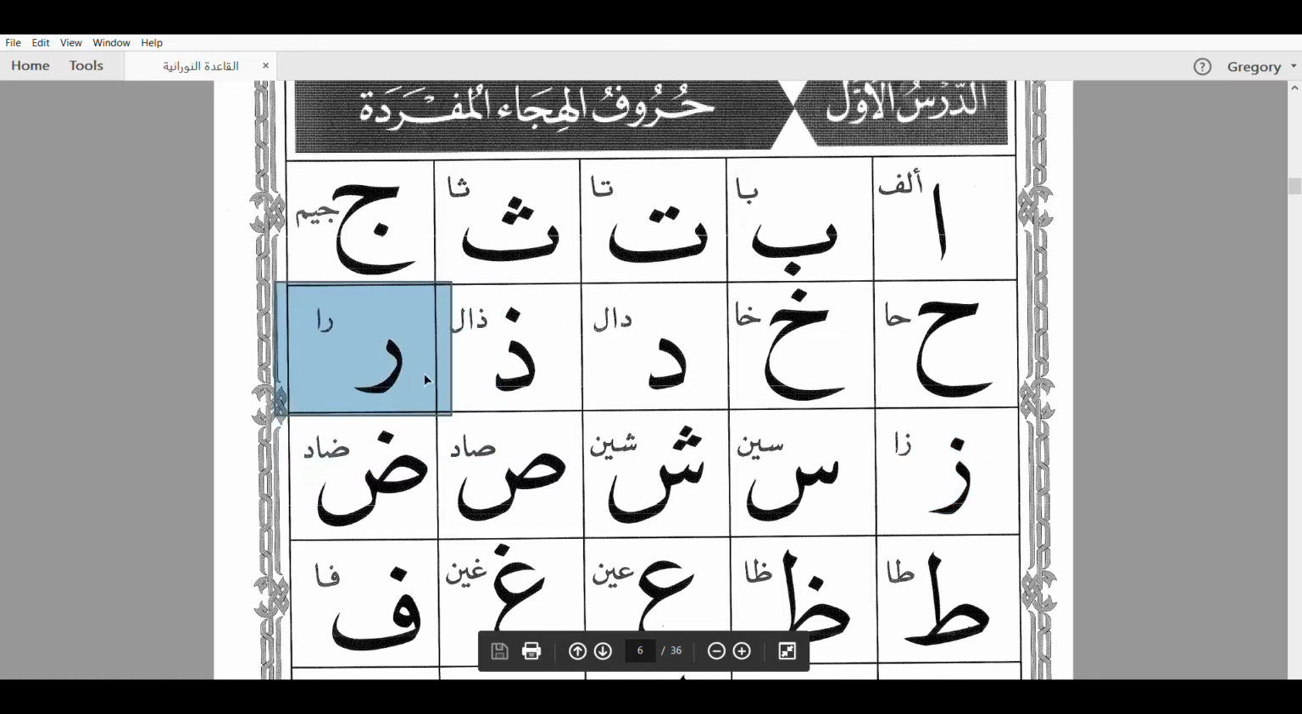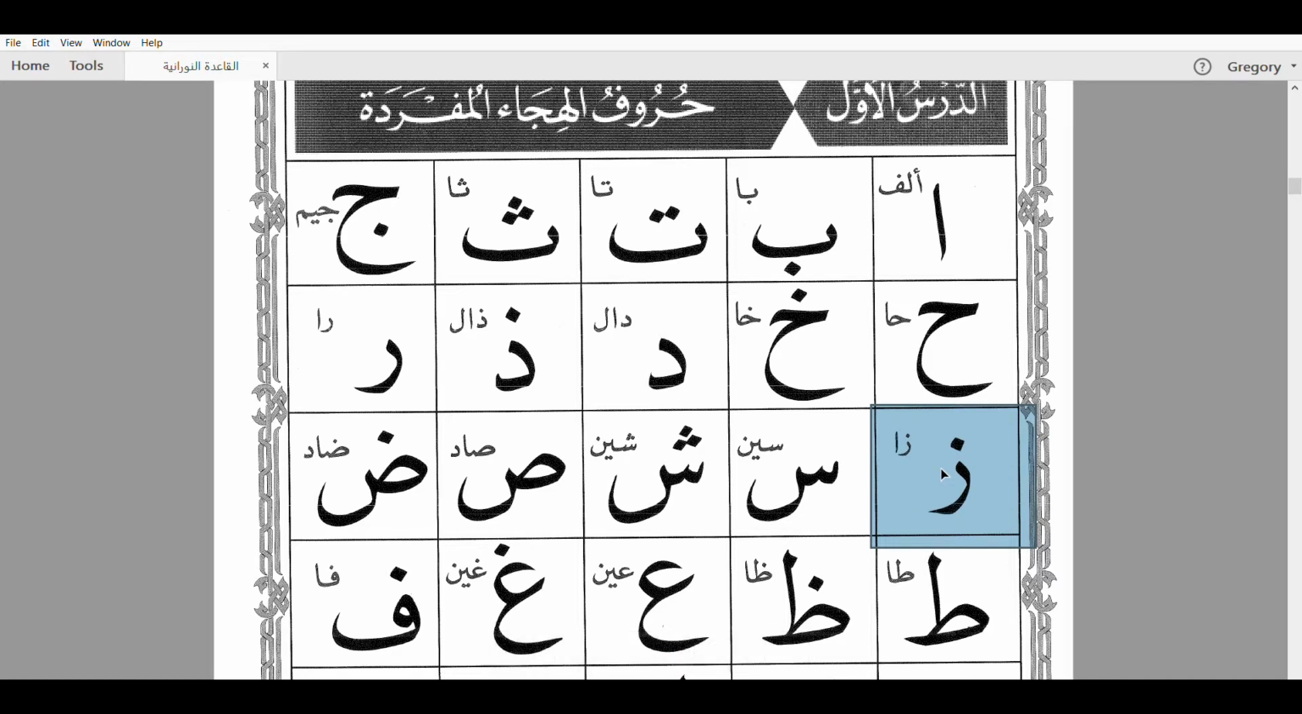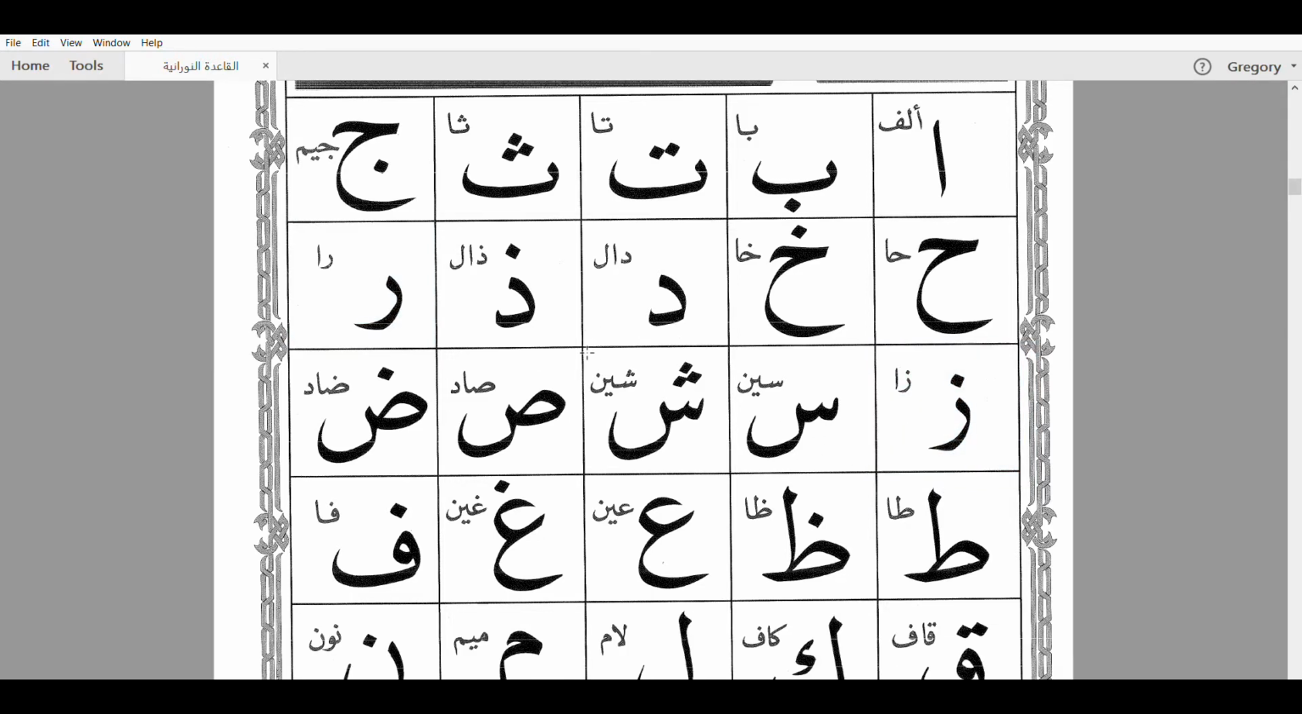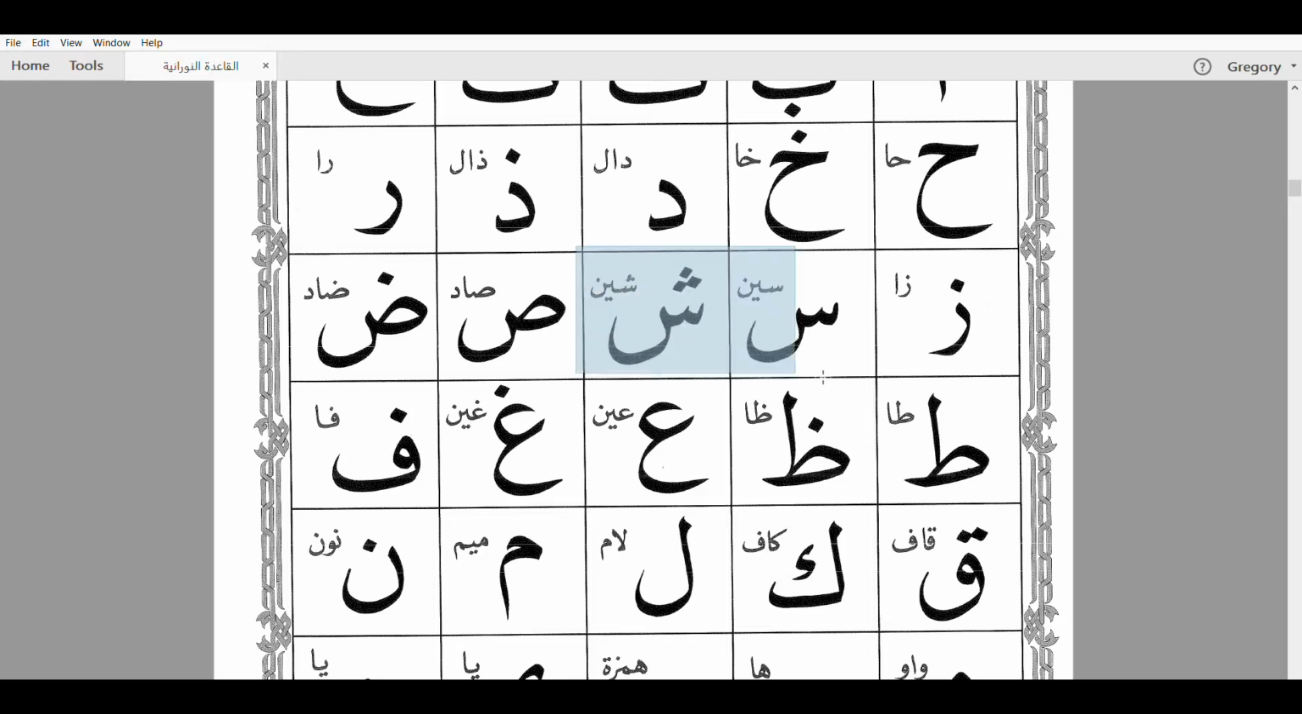This one is ra. It's just like an R, probably more like in Spanish. It's kind of like a rolled R. Yeah. And this one is just like a Z. Za. Raza. Almost sounds like you're partying or something. Raza. Right. Like, so now we have seen and sheen. Sheen has the 3 dots.